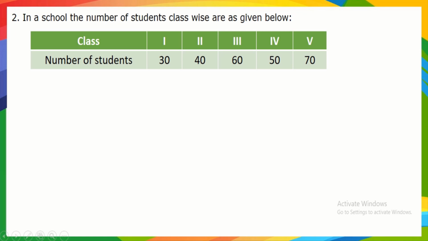Now, see example 2. In a school, the number of students class-wise are as given below. In class 1, there are 30 students. In class 2, there are 40 students. In class 3, there are 60 students. In class 4, there are 50 students. And in class 5, there are 70 students.